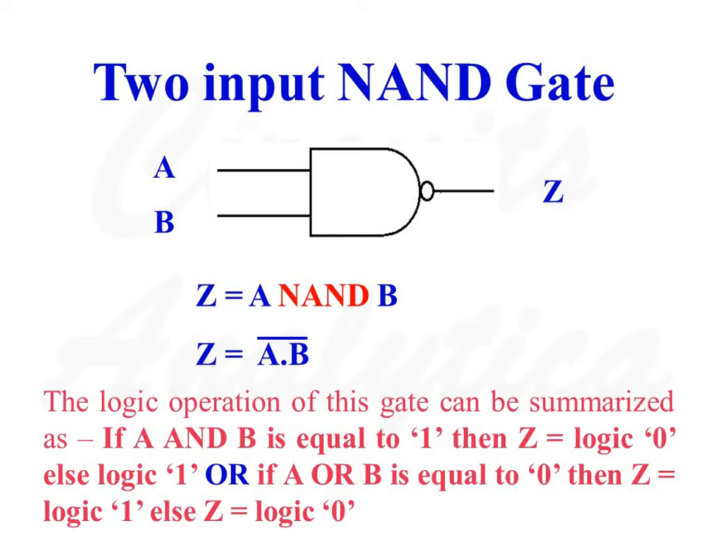The logic operation of this gate can be summarized as: if A and B are equal to 1, then Z is equal to 0, else 1. Or if A or B is equal to 0, then Z is equal to 1, else Z is equal to 0.